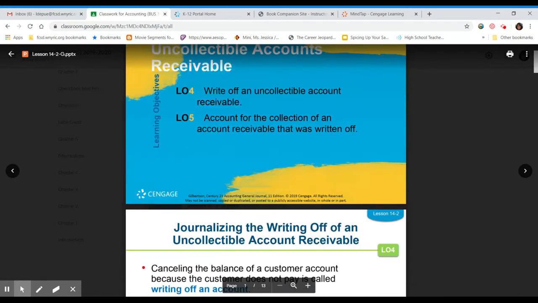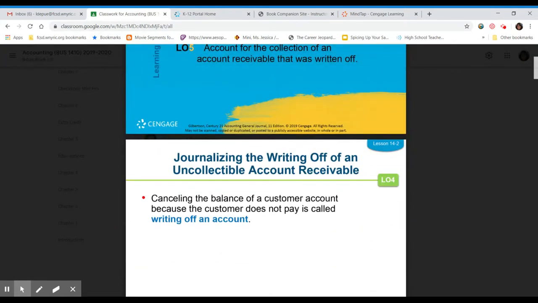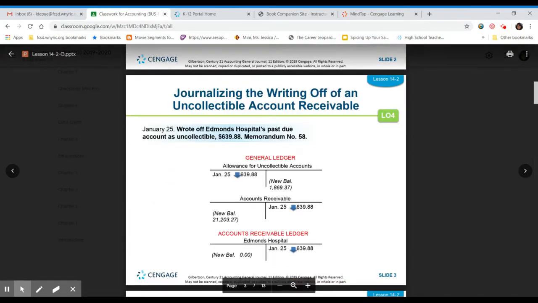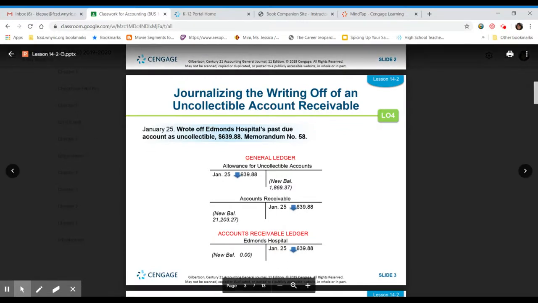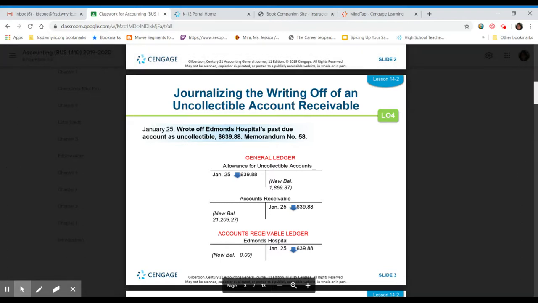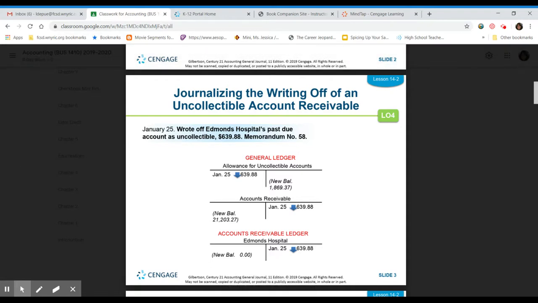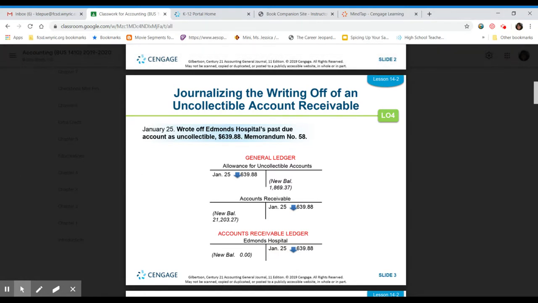So this is the PowerPoint part of the 14-2, and it gives us a couple more definitions. The basic one, again, learning about writing off an account, which means to cancel the balance of a customer account because the customer does not pay it. In the PowerPoint, as well as in my notes, it gives an example of each transaction. It gives you in here the T account form, and then it gives you the sample transaction for each of the different types. So the first one says January 25th, wrote off Edmonds Hospital past due account as uncollectible for $639.88, memorandum number 58. So basically it means we wrote it off because this account never paid its bill.